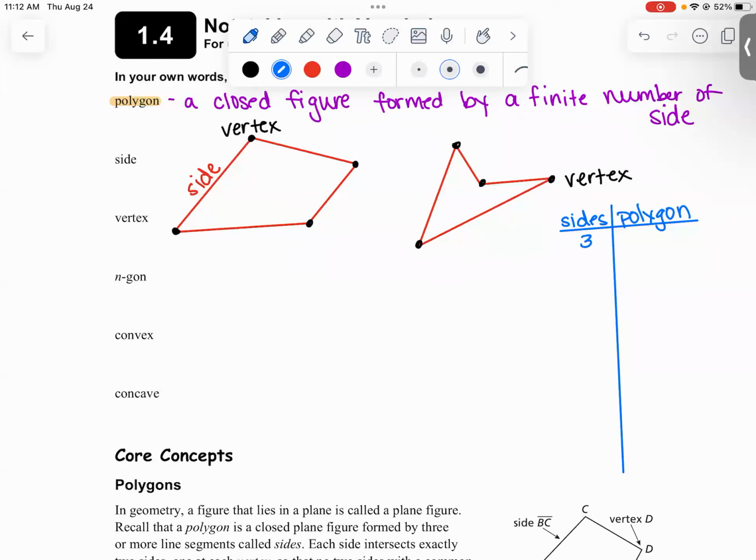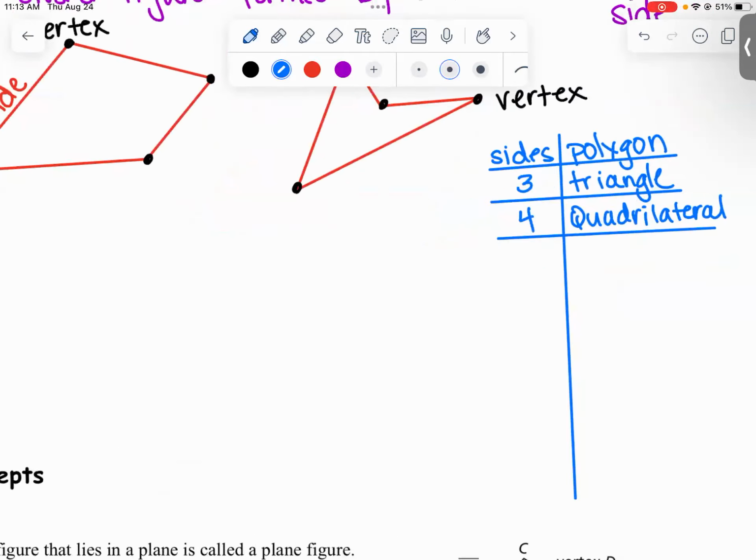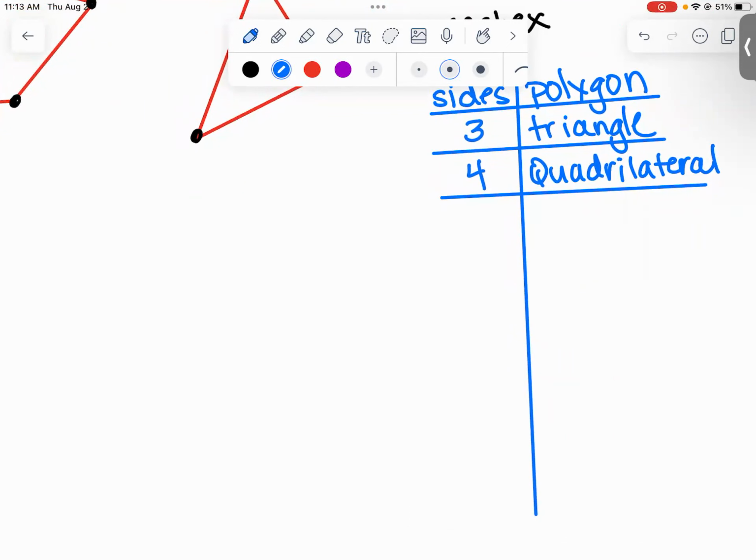All right, so three sides is a triangle, and four sides, quadrilateral. Rectangle is an example of one, but not all. Aren't all squares rectangles though? All squares are rectangles. And you know what? We're going to have an entire chapter second semester on quadrilaterals. An entire chapter. You love squares?